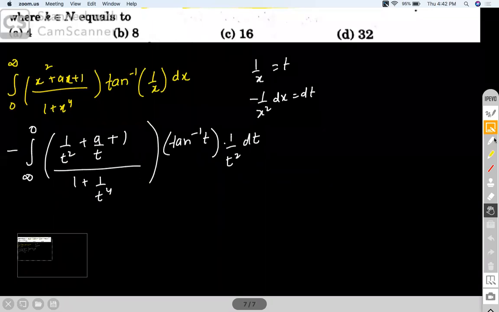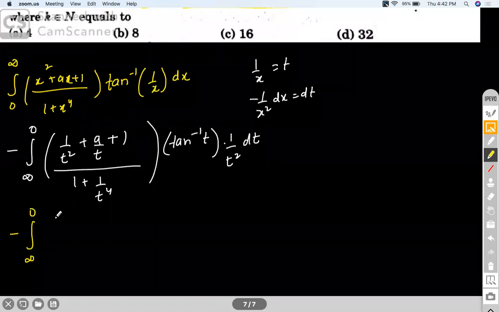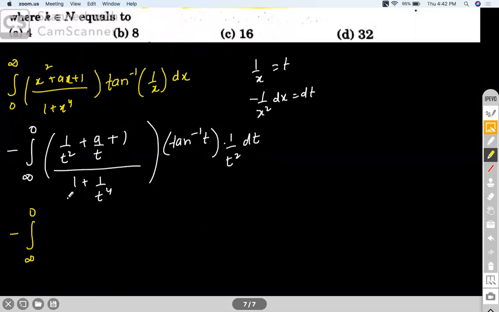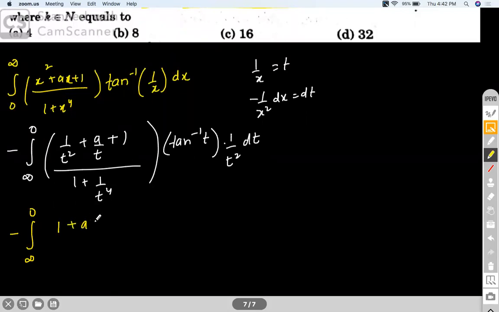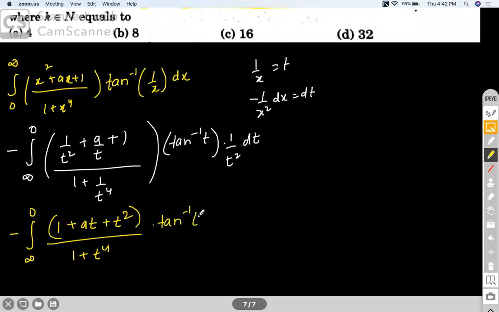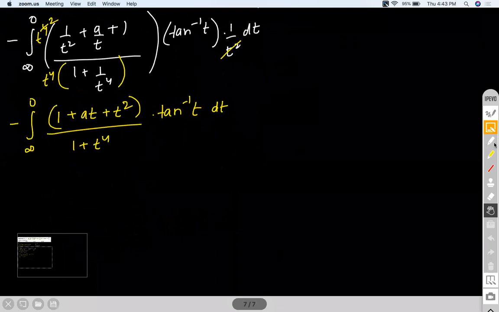Now, if you simplify this, first of all let us multiply throughout with t to the power 4. So the numerator will become 1 plus a t plus t square, by 1 plus t to the power 4, tan inverse t dt. What I did was multiply the numerator and denominator by t to the power 4, but this t square will automatically cancel this off, giving you the numerator term like this. Correct?